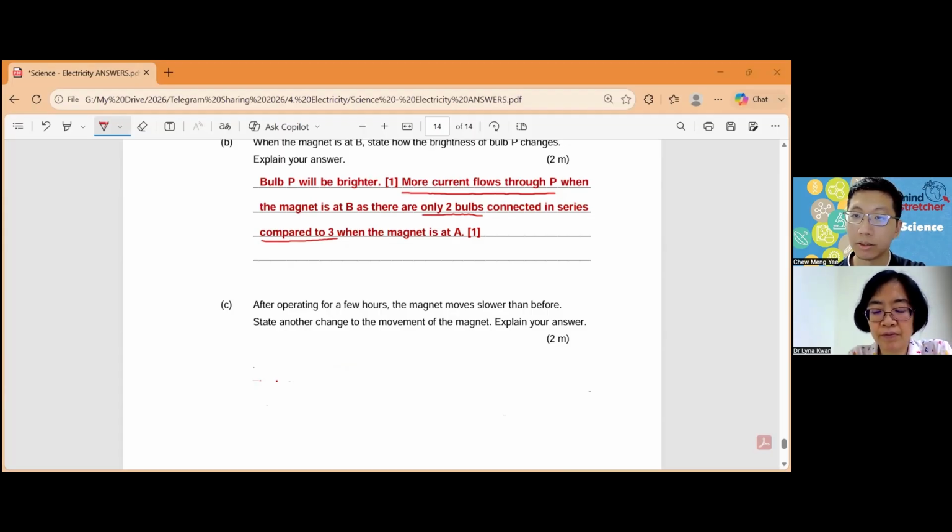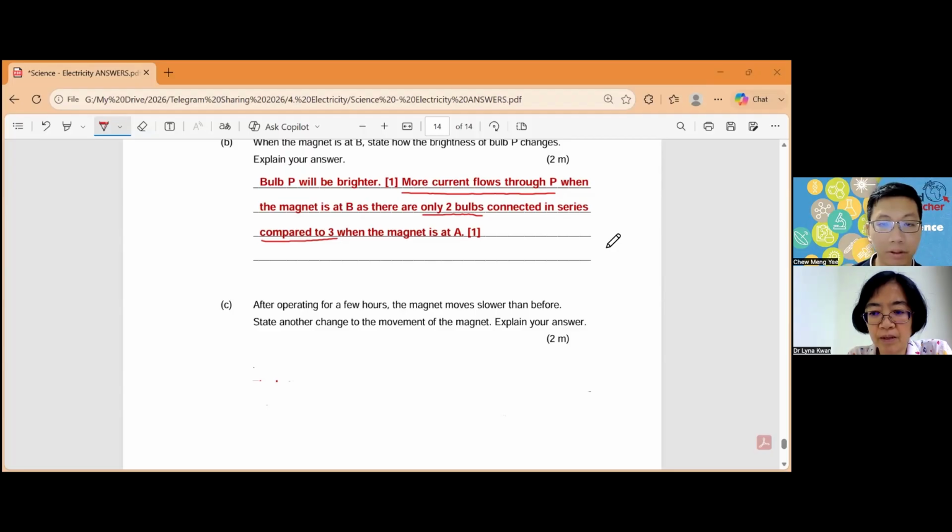Okay, last one, to finish it up. After operating for a few hours, the magnet moves slower than before. Say another change to the movement of the magnet. Now, what could have caused this to happen in the first place? Why did the magnet move slower? It is still happening, but slower. But what is something else that can also happen?